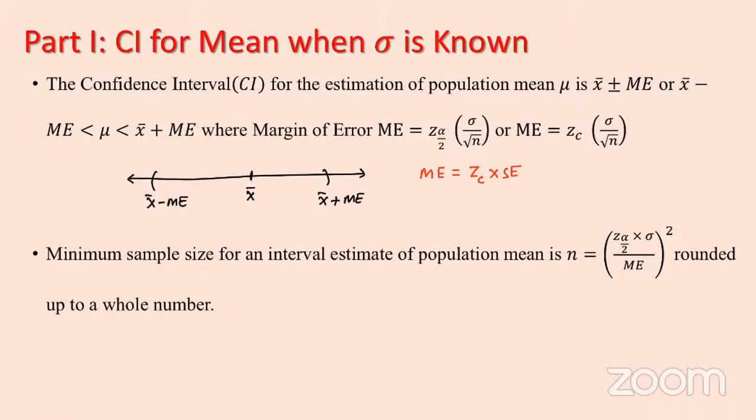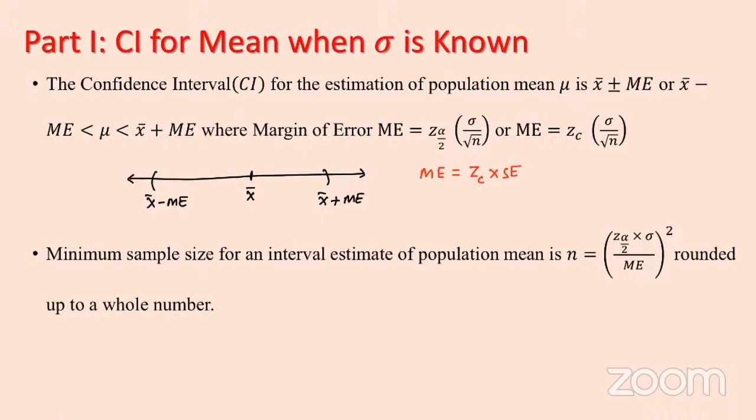But remember, if you remember from chapter 6, standard error is sigma over square root of n, right? So this formula is the same as this one here. Margin of error is equal to Z critical times sigma over square root of n. Same formula written differently. All these three are equivalent forms.